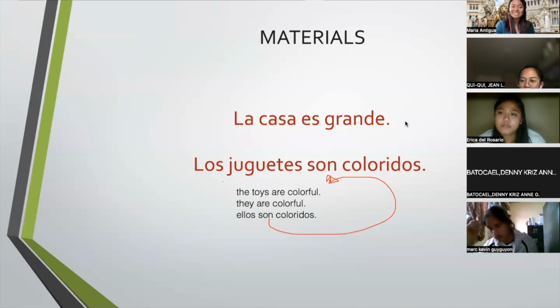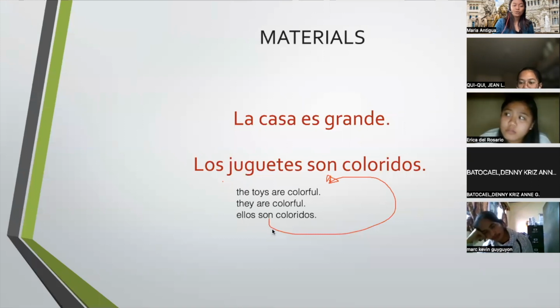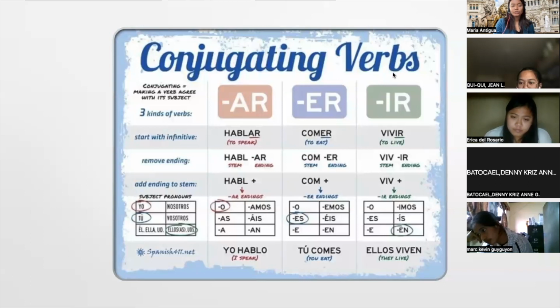Okay, so yun nga, gets. So far, so good. So they are colorful. And then yung Spanish pronoun niya is ellos. Yung they is ellos. And then yung conjugation ng ser in the third person plural is son. Coloridos. Okay? Good. Last na tayo. That yung ser, we were using ser because it's irregular. Now let's go to regular verbs. Mas madali na lang ang mag-conjugate ng regular verbs.